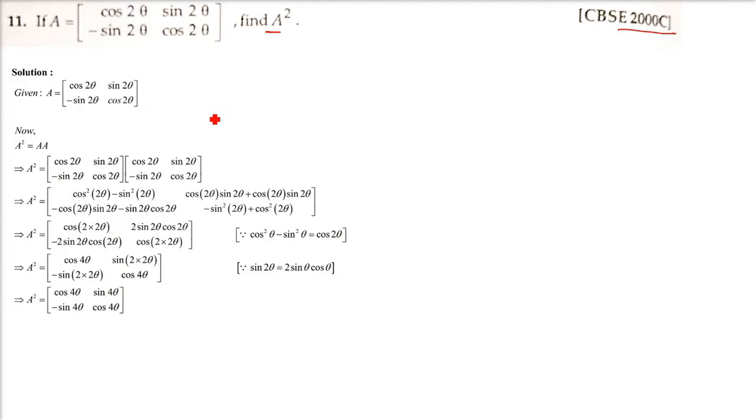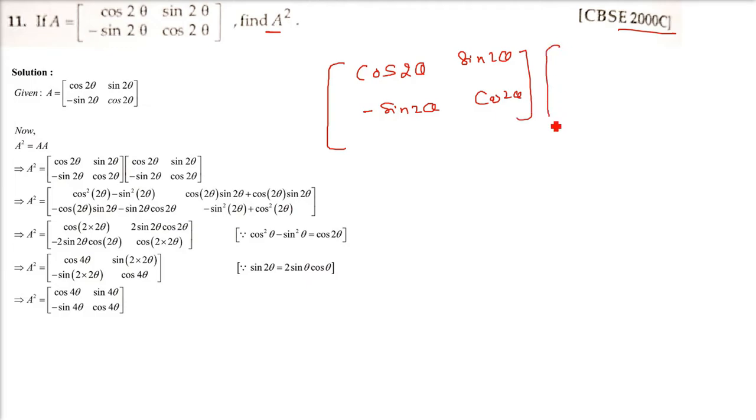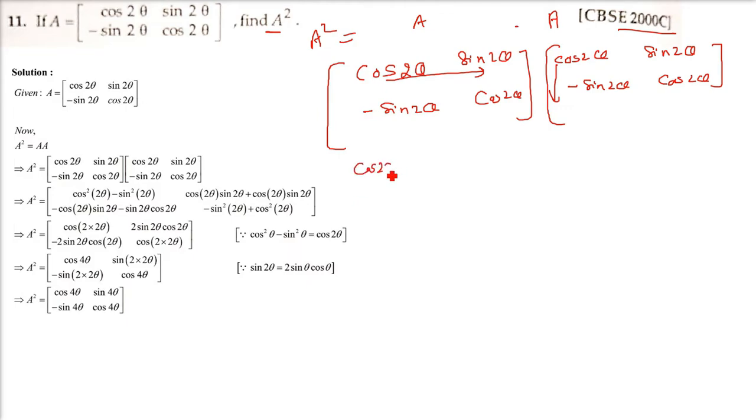This is CBSE 2000. Since trigonometry is involved here, we have to have a bit of an idea about the trigonometric expressions and the inequalities, equalities, etc. So cos 2 theta, sin 2 theta, minus sin 2 theta and cos 2 theta, let's multiply it with A again. Means 2 A's, just take the matrix multiplication. This is cos 2 theta, minus sin 2 theta, sin 2 theta and cos 2 theta. So now the first row with the first column, then this first row with the second column. So cos 2 theta into cos 2 theta minus sin 2 theta into sin 2 theta.